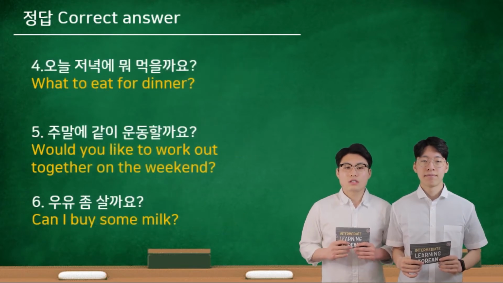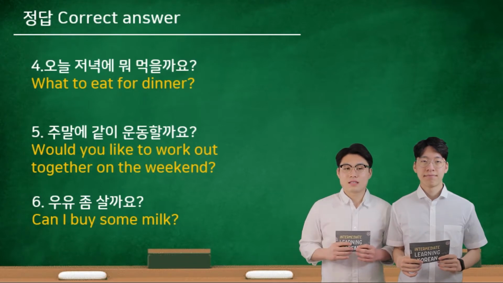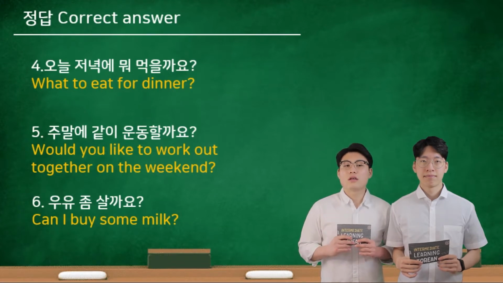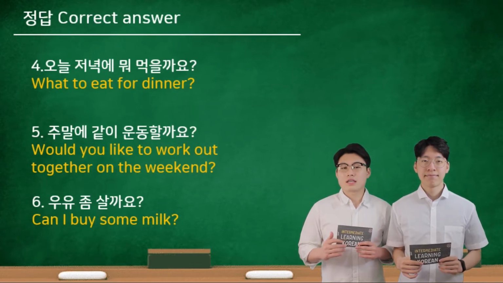Fourth, 오늘 저녁에 뭐 먹을까요? 오늘 저녁에 뭐 먹을까요? It means, what to eat for dinner? Fifth, 주말에 같이 운동할까요? 주말에 같이 운동할까요? Would you like to work out together on the weekend? Last one, 우유 좀 살까요? 우유 좀 살까요? It means, can I buy some milk?